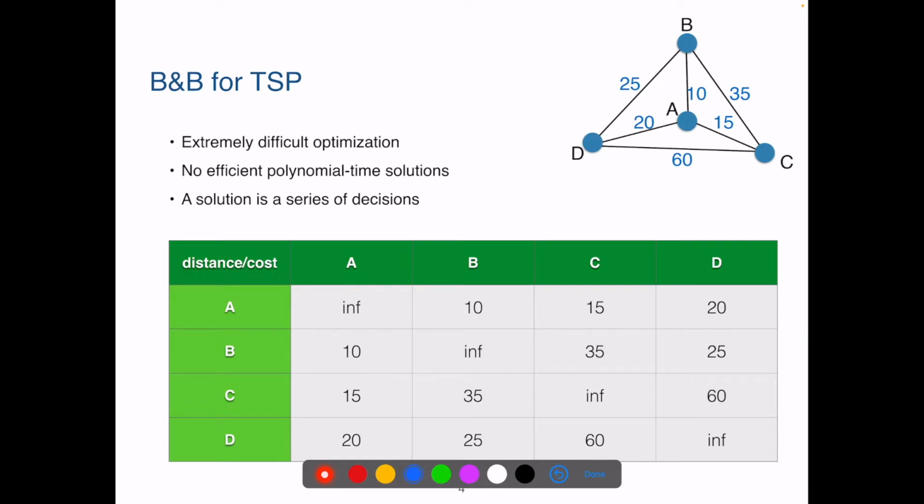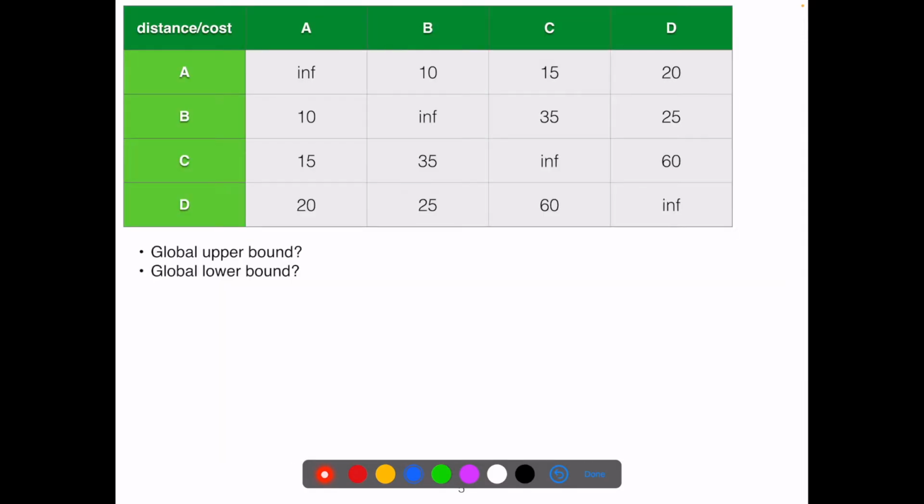A solution is a sequence of decisions. Again, recall that it does not matter which city we set as the origin city, since we always need to circle back, so the solution is a full circle of cities. Without loss of generality, we assume we start from city A. In order to provide a branch and bound solution, the most tricky part is to compute the upper bound and the lower bound of a solution.